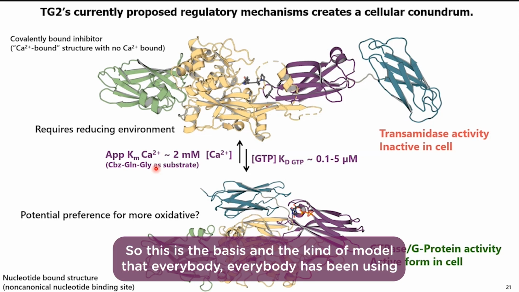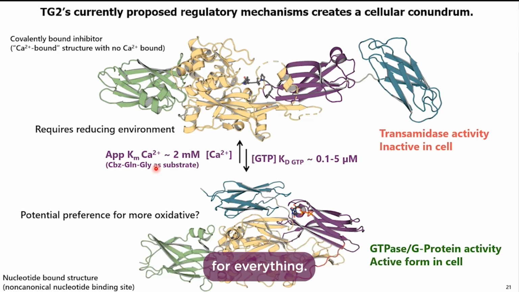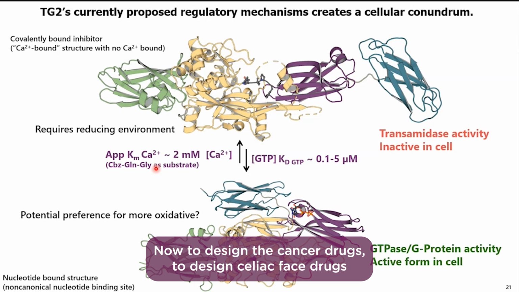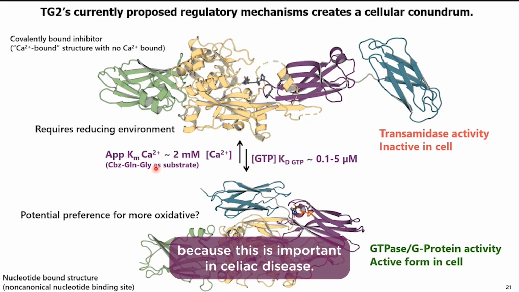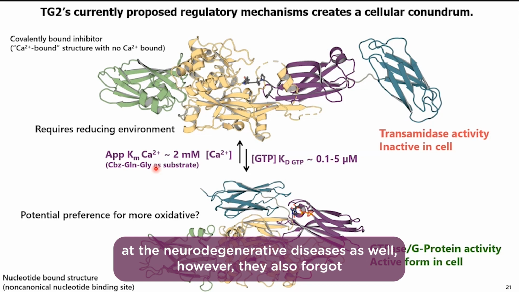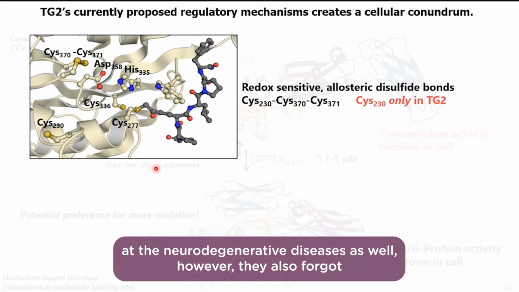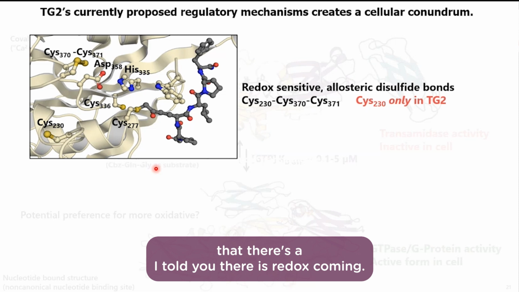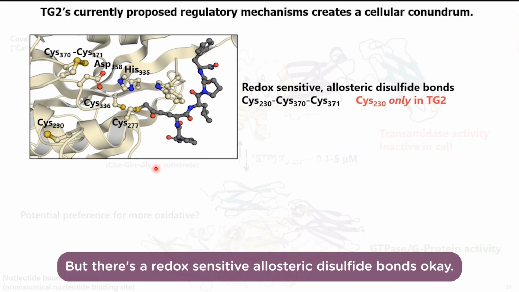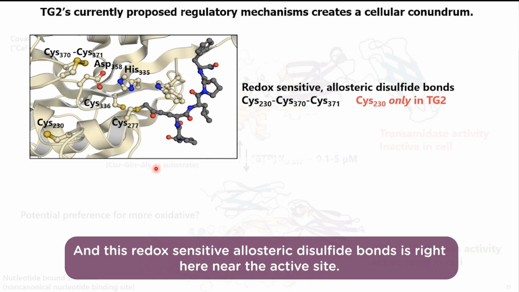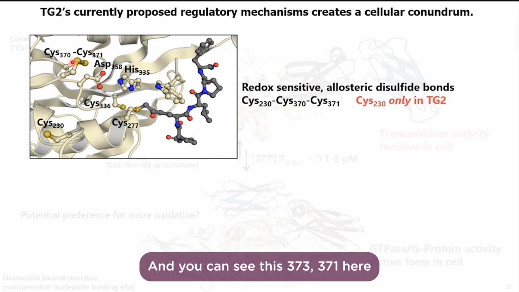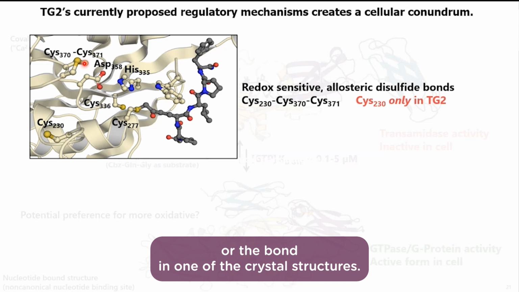So this is the basis and the kind of model that everybody has been using for everything now, to design the cancer drugs, to design celiac-based drugs, because this is important in celiac disease, and to look at the neurodegenerative diseases as well. However, they also forgot that I told you there was redox coming, but there's a redox-sensitive allosteric disulfide bond, okay? And this allosteric redox-sensitive disulfide bond is right here near the active site, and you can see this 370, 371 here, forms the bond in one of the crystal structures.